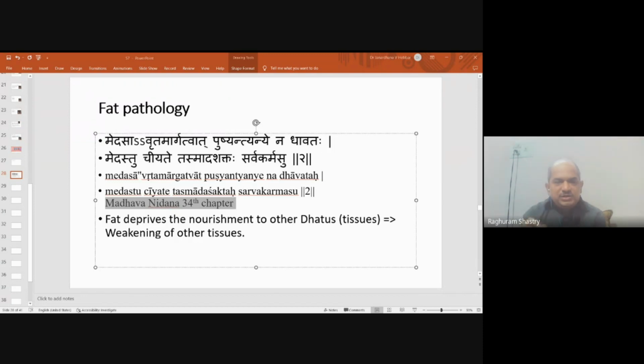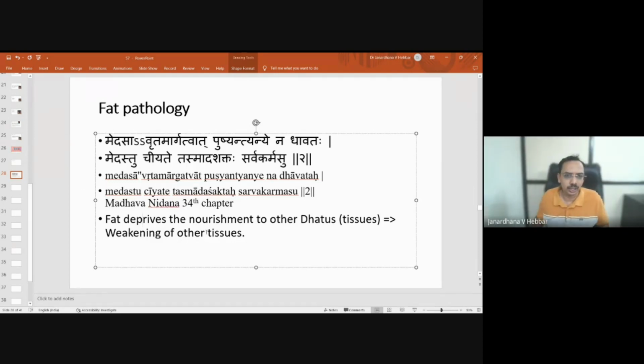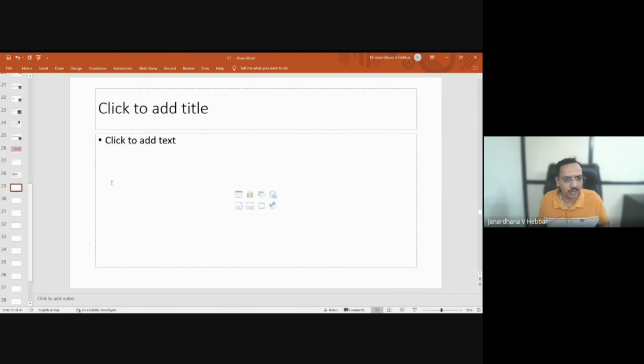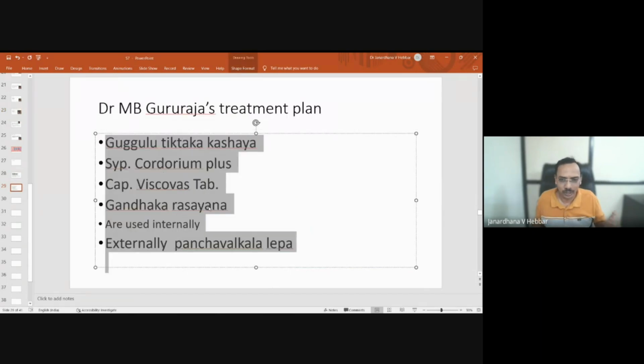So in any metabolic disorder or chronic condition coming to our clinic, it is very important to see in the backdrop if there is a Medas accumulation or Medovaha Srotodushti. Yeah, and thank you very much for a detailed analysis regarding how fat deprives the other tissues excessively when it is vitiated. So, Guru, coming back to the treatment plan, can you please elaborate why you chose this?